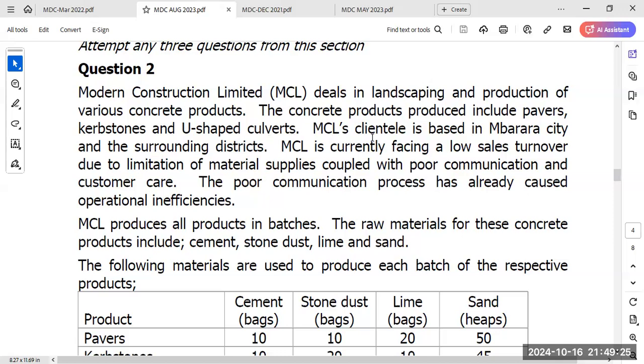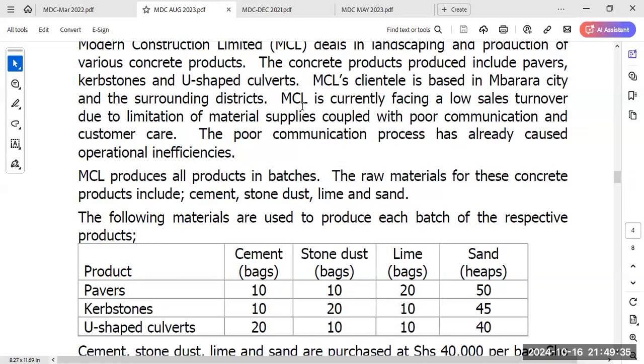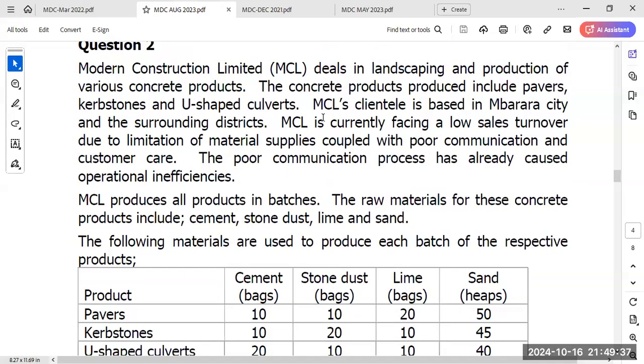MCL's clientele is based in Mbarara City and the surrounding districts. Okay, how many products are you seeing here? One, these are products. Okay.